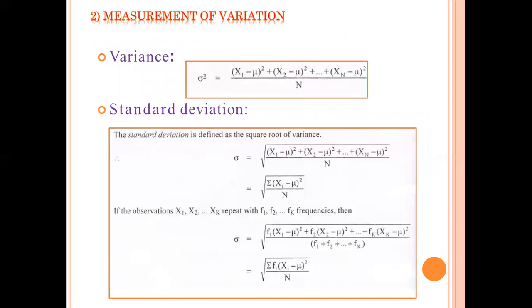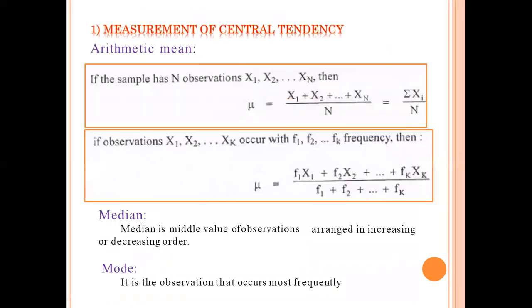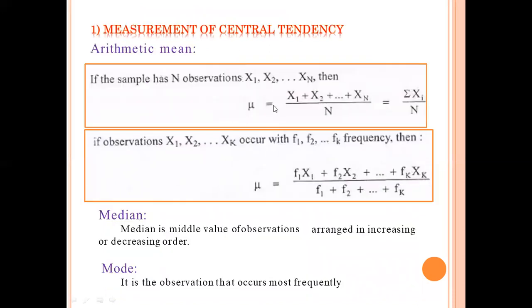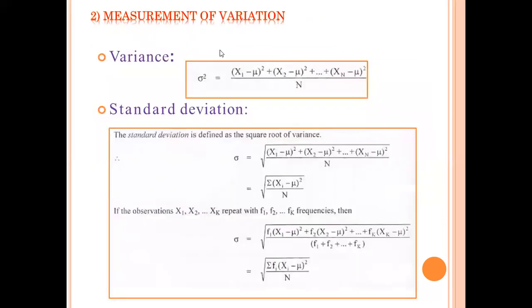Next, the second important parameter in statistical analysis is the measurement of variation. First of all we have to go for the measurement of central tendency, and secondly we have to go for the measurement of variation. Once we measure the central tendency, we will get the arithmetic mean with the frequency. So how can the variation be measured? There are two parameters in that. One is the variance.